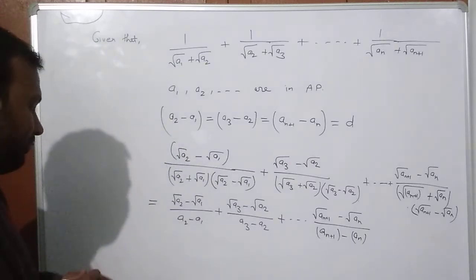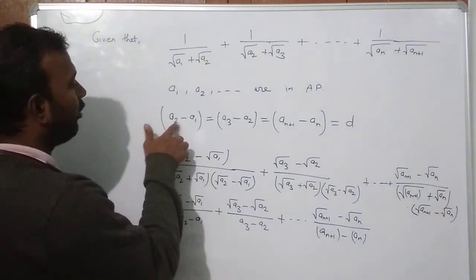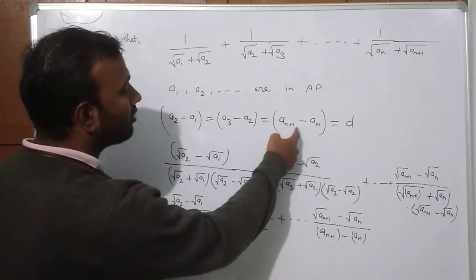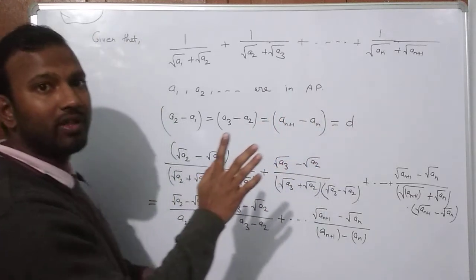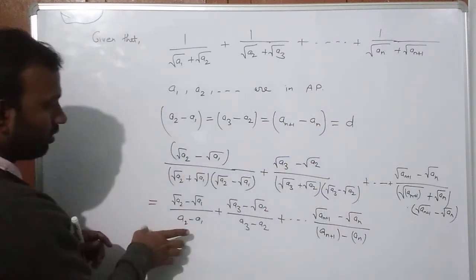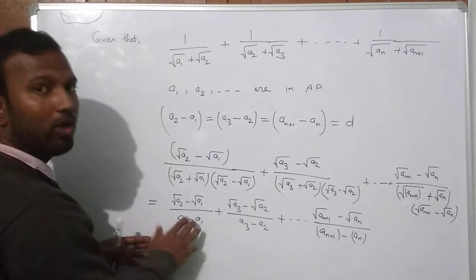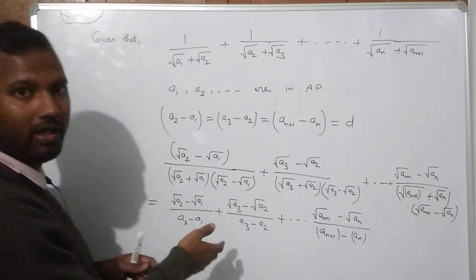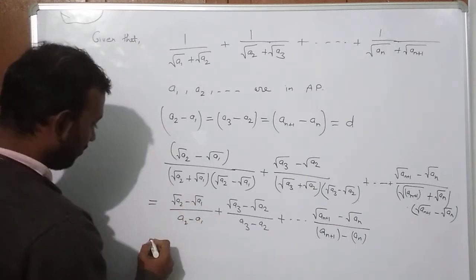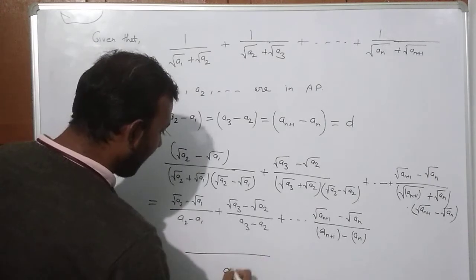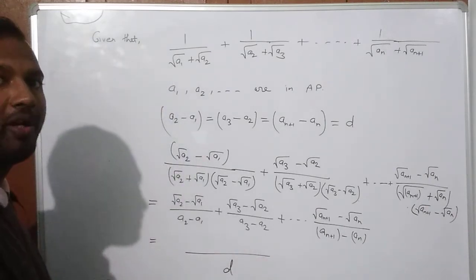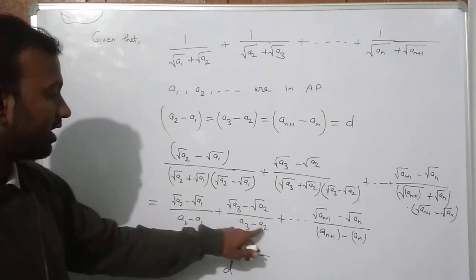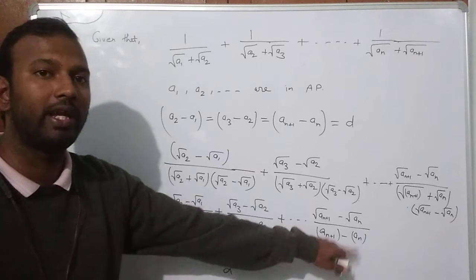Okay, now as I said here, a2 minus a1 equals a3 minus a2 equals a n plus 1 minus a n equals d, the common difference. They are all equal, so here we have equal denominators. Okay, so we can add the numerators directly. What can we write? In the denominator we have d. D is the value of a2 minus a1, a3 minus a2, similarly a n plus 1 minus a n.